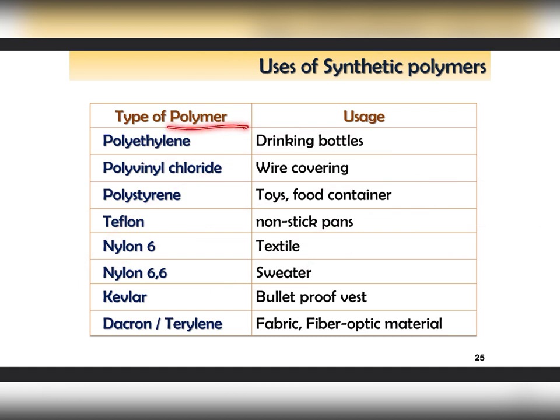So type of polymer, polyethylene kita guna dalam drinking bottles. So PVC kita buat dalam pipe ataupun wire covering. Okay, polystyrene banyak guna dalam toys, food container. Teflon ini digunakan dalam non-stick pan. And nylon 6 dalam pembuatan tekstil. And nylon 66 biasanya dalam pembuatan tekstil and also sweater. And Kevlar untuk kegunaan form to form this bulletproof vest material dia. And Dacron ataupun Terylene biasanya dalam fabric ataupun fiber optic material. Okay, so that's all untuk polymer.